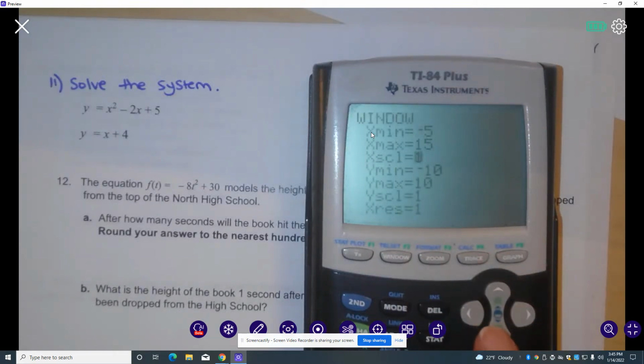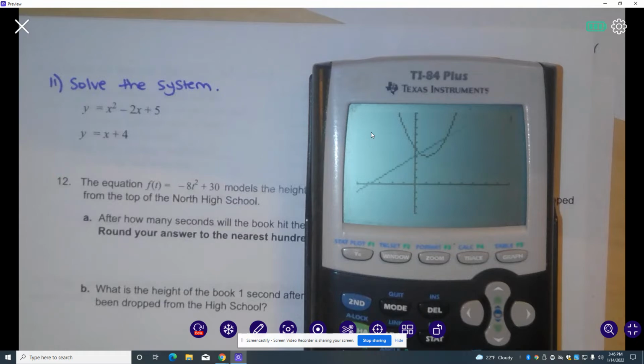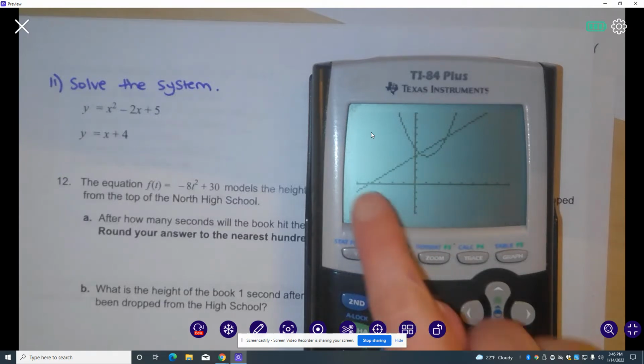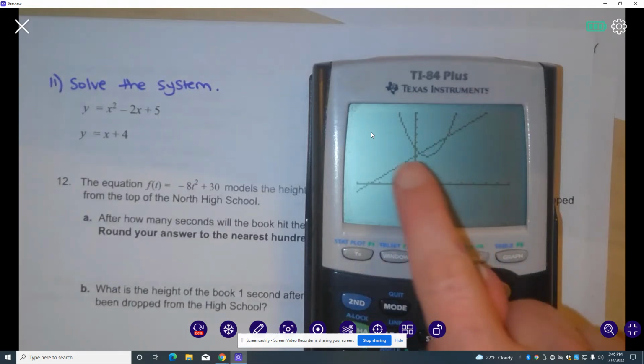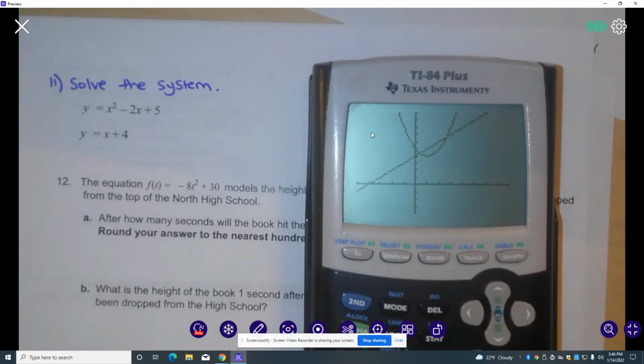I'd like it to be not so large. I'd like to have it zoomed in a little bit more. So there's my first equation, that's the graph. And here's the linear equation. And so my solution to this system will be these 2 points where they intersect.